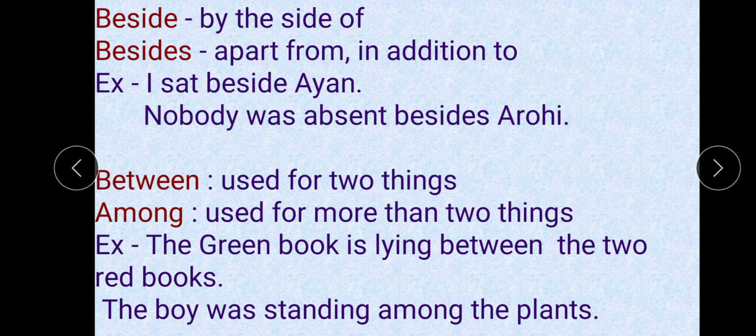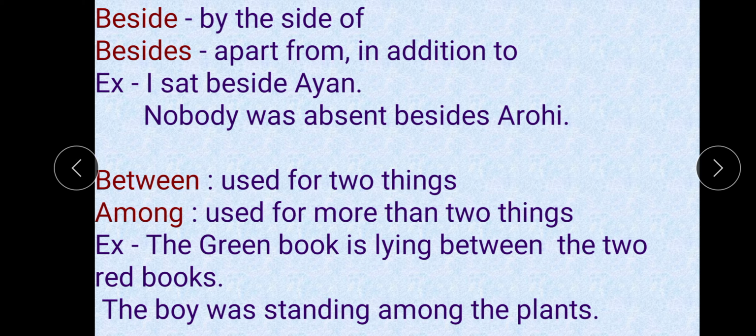So let's see the example. I sat beside Ion. That means I sat by the side of Ion. Next, nobody was absent besides Arohi. That means apart from Arohi, nobody was absent. Okay, I hope you understood it.